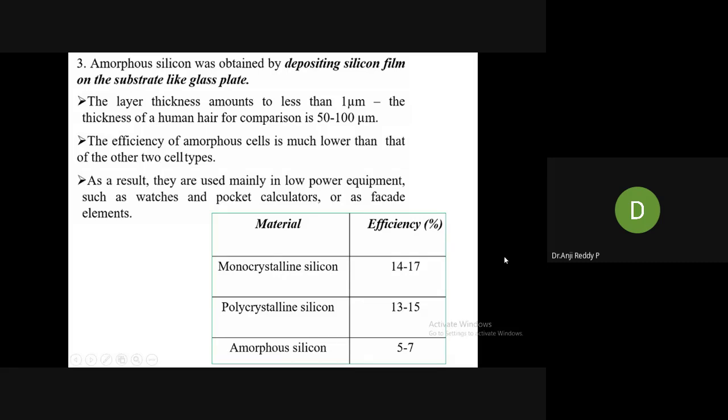Actually, these efficiencies they have given are very old values. Day by day research is going on rapidly. Now the efficiency we are getting is around 42%. Remember, for the solar cells we are using at present commercially, the efficiency is up to 42%.